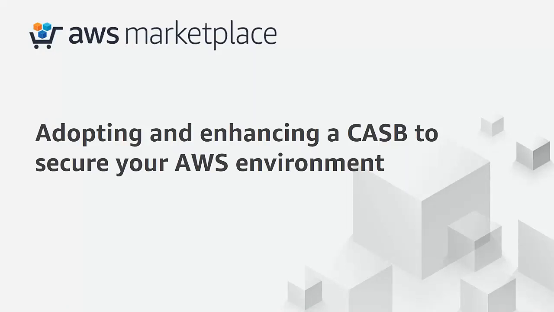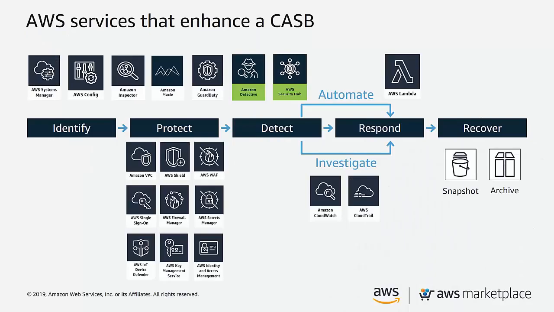Awesome. Thanks, Kyle. So as Kyle mentioned, what I'm going to cover is some of the AWS services that help integrate or enhance a CASB to help secure your AWS environment. So here's our list of AWS services that are related to security. If you've been on any of these webinars previously, you'll recognize the slide. We map these against the NIST framework to help you position them. But there's a couple of services that I want to call out that either integrate or enhance a CASB.